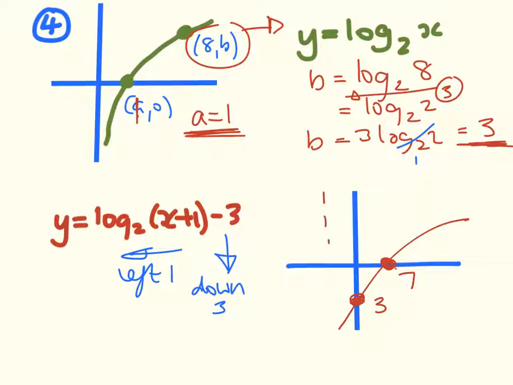Also remember, when you draw these graphs, if the asymptote moves, then you need to move it as well. So the graph should look something similar to what I've got here, going through the points minus 3 and 7.